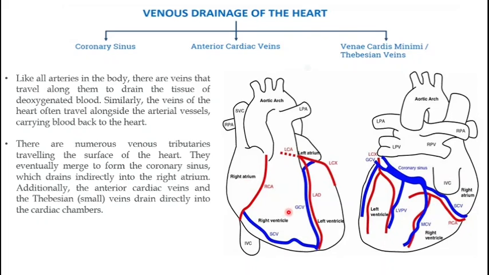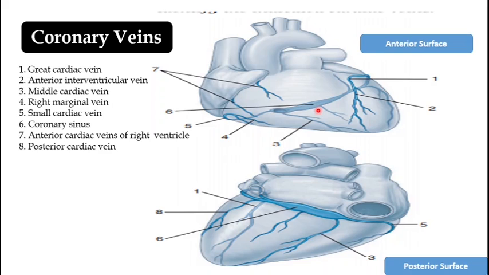So now we will try to understand how the different coronary veins drain the deoxygenated blood into the right atrium, and what the different coronary veins present on the anterior surface and on the posterior surface of the heart are, and how these different coronary veins combine or merge so that they can drain this deoxygenated blood into the right atrium.